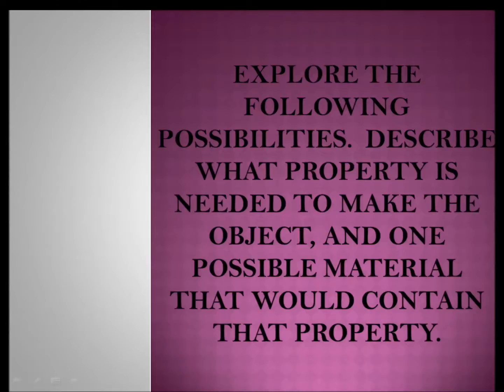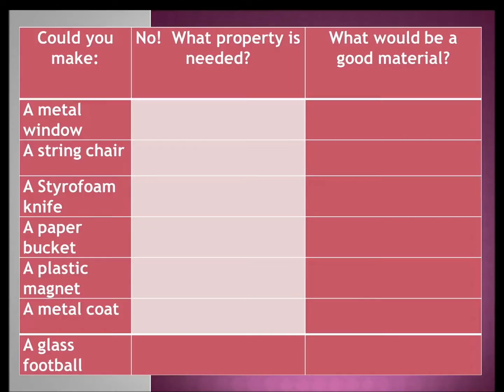So you're going to explore the following possibilities. You're going to describe the property needed to make the object and one material possible that would contain that property. So basically they're asking you, could you make a metal window? Well, the answer to that is no. You could not make a metal window. What property is needed to make a window?